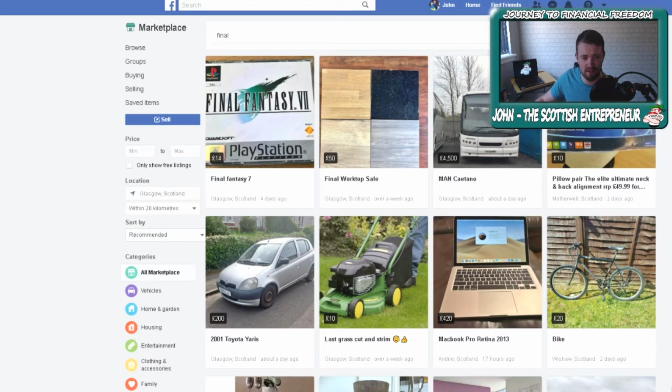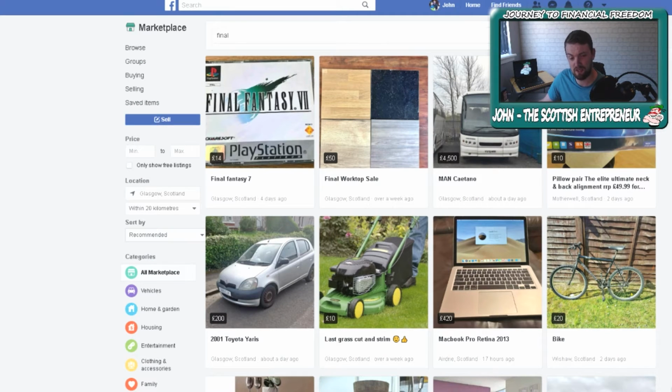And it's given me this straight away. It's Final Fantasy VII for the PlayStation 1. The greatest game I have ever played, probably the best childhood memory I have in playing the PlayStation. But it is £14, you won't make profit on that on Amazon. It's not going to make a lot of money.